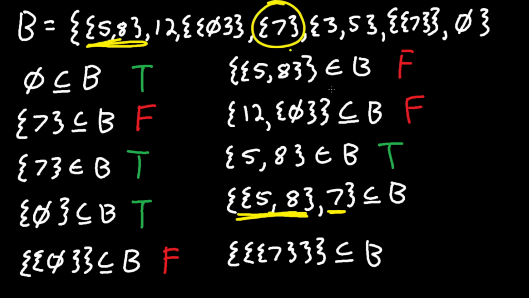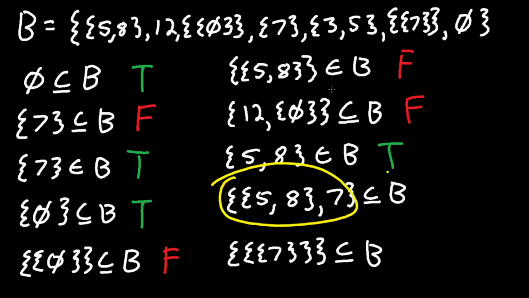Well, we have 7 in a set here, so that excludes this. This is just the number 7. And we have 7 inside of a set here, so this excludes this as well. We don't just have the number 7 anywhere in here. So that means this guy, the number 7, is not an element of B. Therefore, this right here is not a subset of B. Okay, so this is false.